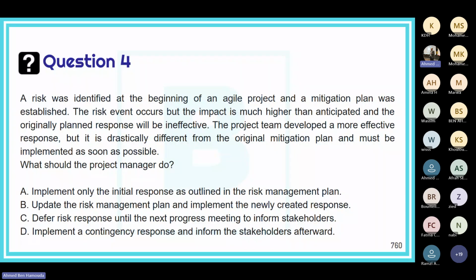Implement only the initial response as outlined in the risk management plan? I don't think so because it's ineffective. Update the risk management plan and implement the newly created response. Okay. Defer risk response until the next progress meeting to inform stakeholders. That will be too late, actually. Implement a contingency response and inform the stakeholders afterward. No, not really. So the right answer is answer B, which is update the risk management plan with a new response plan and implement the newly created response plan.